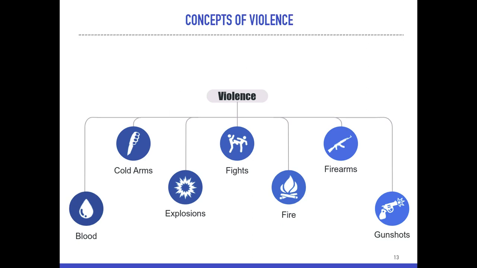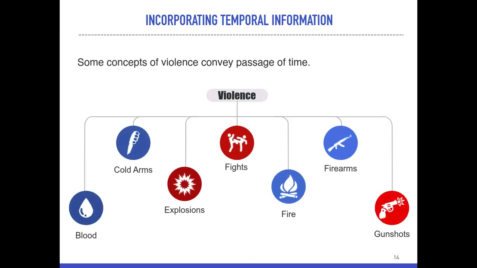So how do we detect these subconcepts? We train neural networks to identify these objects and actions from the images. But just analyzing these concepts, we can already see some differences in how to approach the task of detecting them. Some concepts convey the passage of time. So explosions, fights, and gunshots are concepts that don't make much sense if we're not detecting movement and how these actions are performed over time. For all of the other concepts, we can mainly still use images.